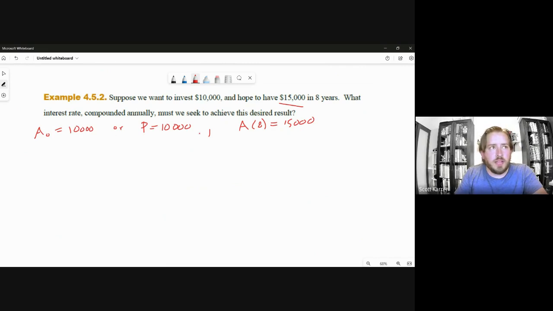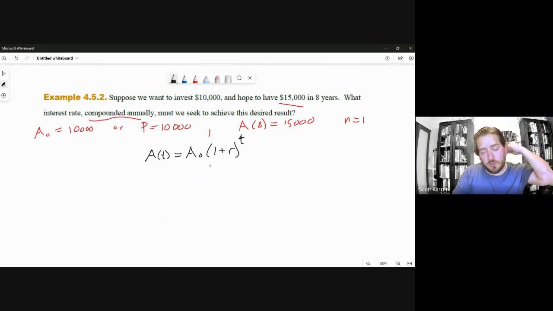What interest rate compounded annually must we have? So what compounded annually means is that n is 1. And if I use n as 1, I get that previous equation that we gave for the annual compounded interest. How much of a rate do we need to make this happen? So in that equation, it simplifies down to here because n is 1. So r over n is r, and n times t is just t. So it simplifies, again, to the annually compounded interest formula. And I just have to plug stuff in.